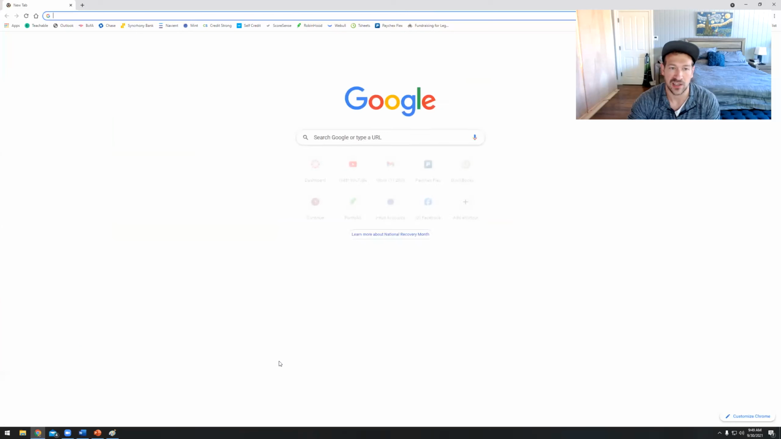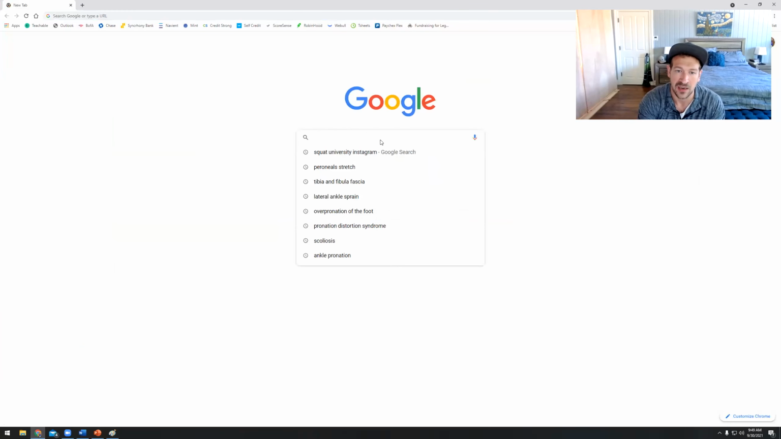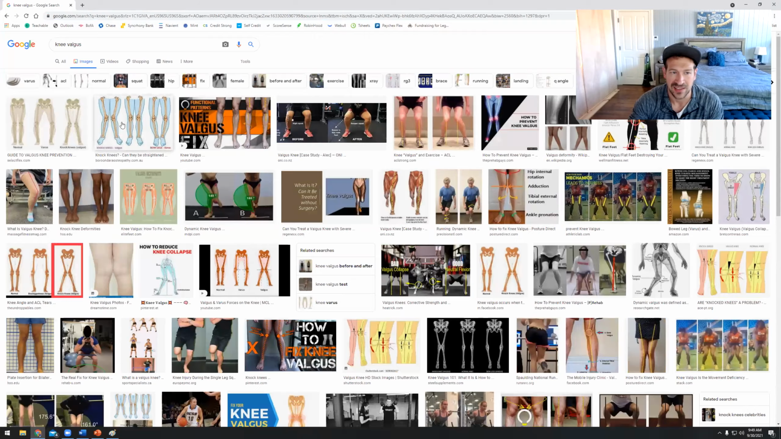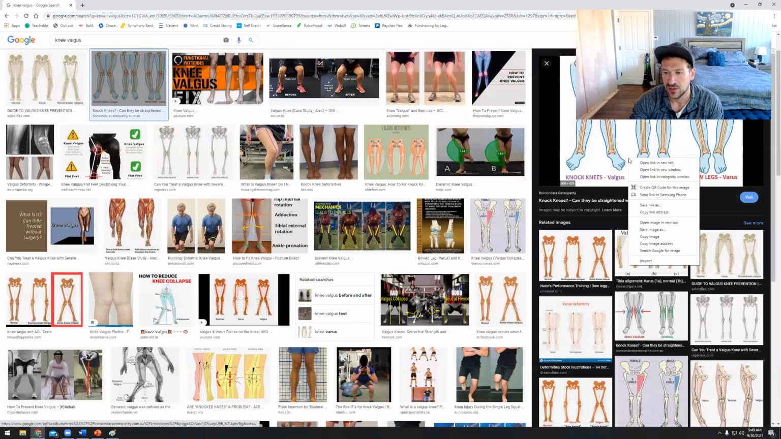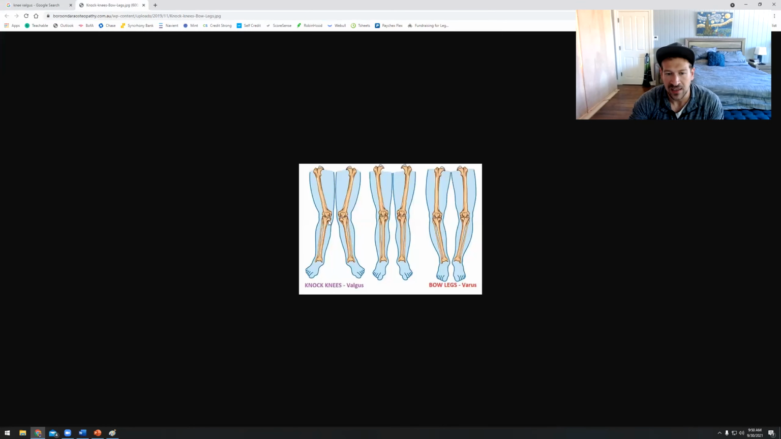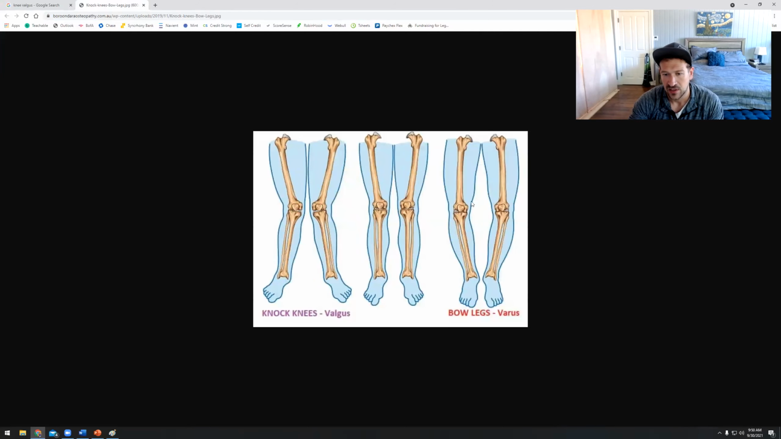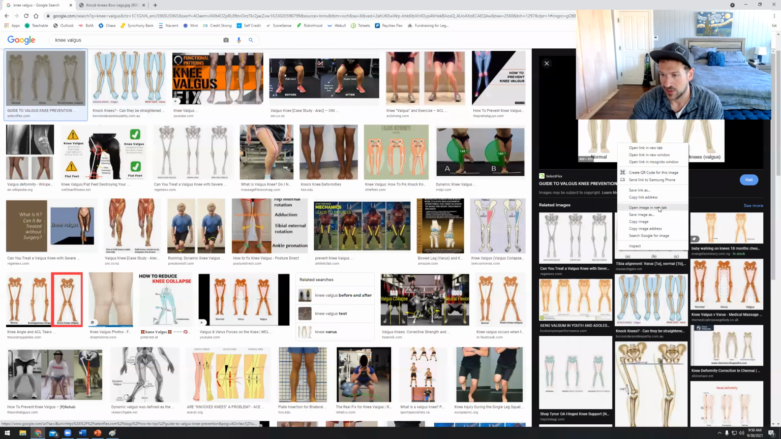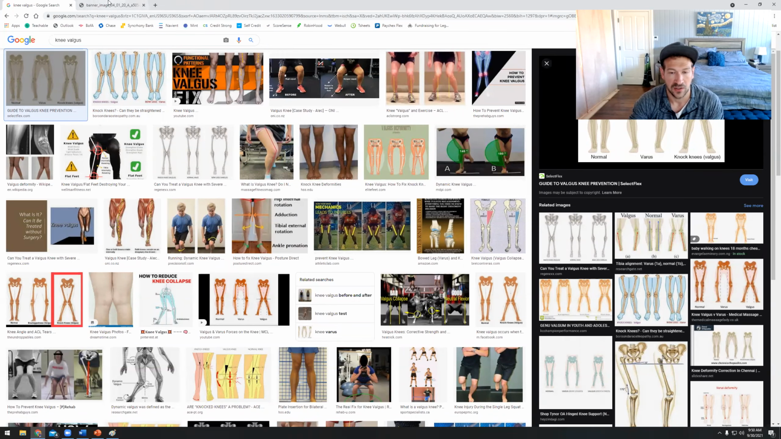Okay, I'm going to try to use that term more through the rest of today's lesson just so we get familiar with it. But knees caving in is known as knee valgus. And knees caving out is known as knee varus. So you get the knock knees, that's the valgus. You got the bow-legged, that's the varus. I don't really know where those words came from. I wish I could tell you the origin of them.